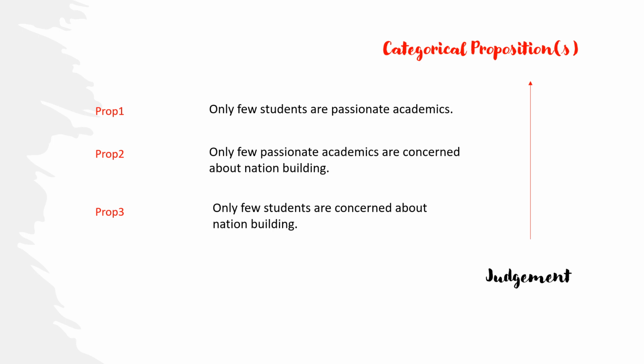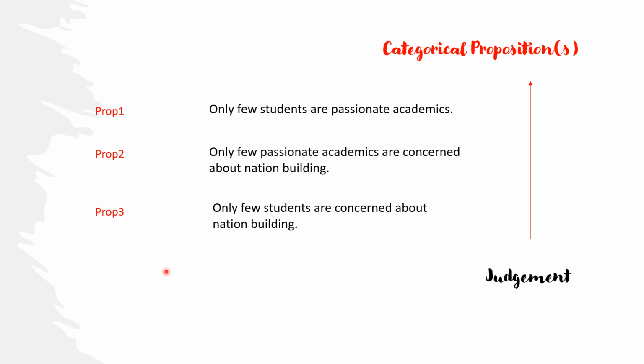In proposition number 1, we see several words, but we can only find the two important terms, which are the subject and the predicate. Now we have here the first proposition saying only few students are passionate academics. But there are only two important terms here because there are only two terms in a proposition. We have the term students and the term academics.